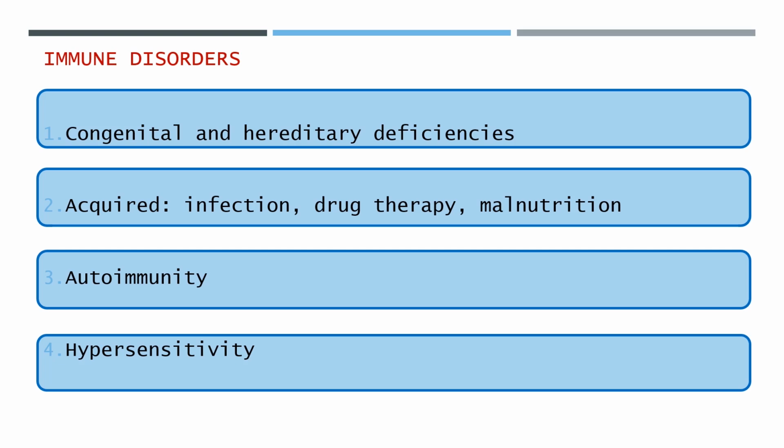Some of them are acquired, maybe because of an infection that tends to destroy the immune system, or because of drug therapy that we take for one type of ailment or the other. Malnutrition is also a major cause of acquired immune disorder. Autoimmunity is a situation where the body begins to develop antibodies against itself, which is not supposed to be. And we have a type of immune disorder called hypersensitivity reaction, in which there's an exaggerated immune response to invading microbial agents, which could be very harmful or even fatal to affected individuals.